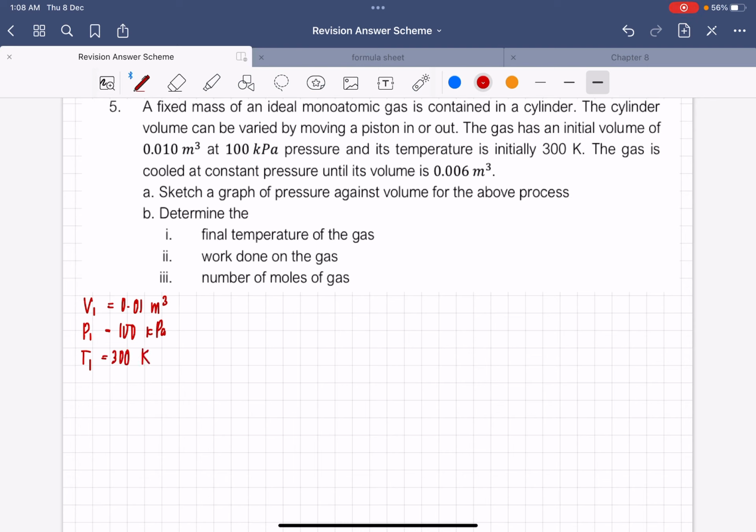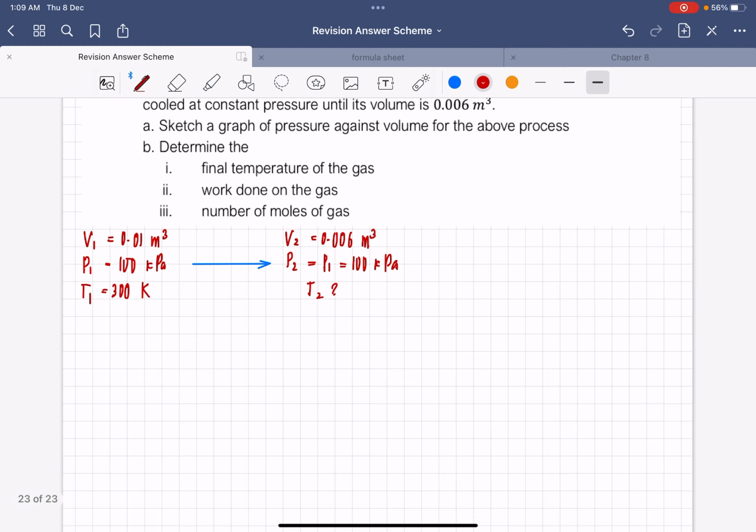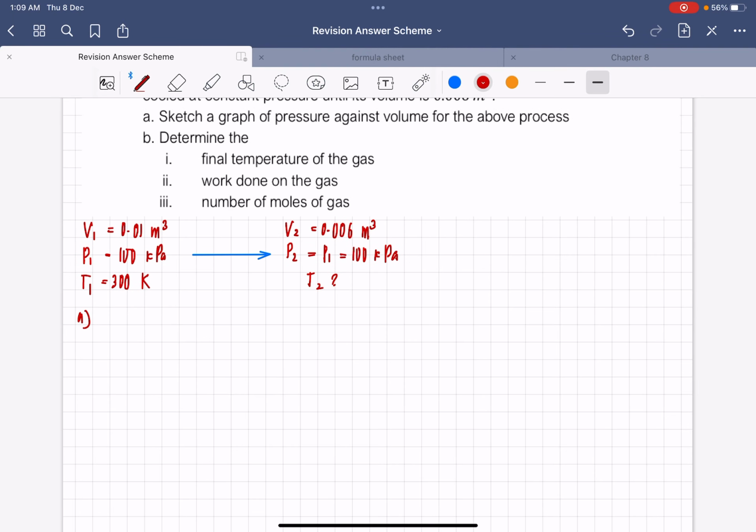Okay, after that it is cooled at constant pressure. So cooled at constant pressure, this is an isobaric process. So the volume changes to 0.006 cubic meter. The pressure is equal to the first one, so this is 100 kilopascal as well. The temperature though is not given. Okay, so first we have to sketch a graph of pressure against volume.